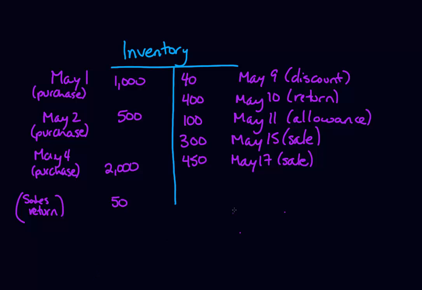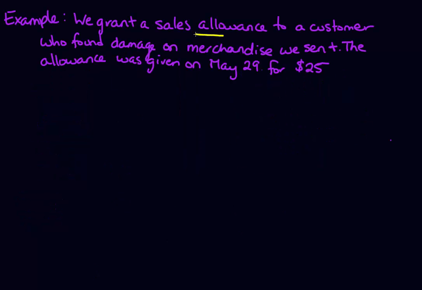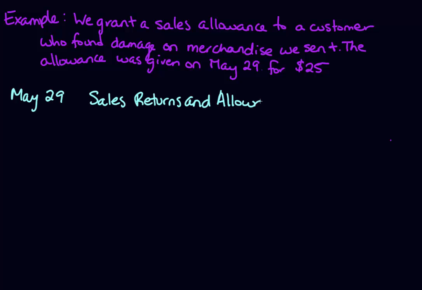So let's continue on with our example. We're granting a sales allowance to a customer who found some damage on merchandise that we sent out. The allowance was given on May 29th for $25. And remember that this allowance word means that the customer is still keeping the merchandise, they're keeping the shoes, but we're just giving them a little bit of a discount or money back in return for the damage, but they're still going to keep those shoes. So we're not receiving the inventory back into our warehouse.